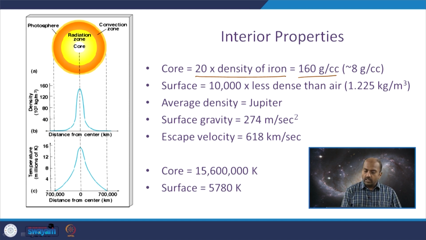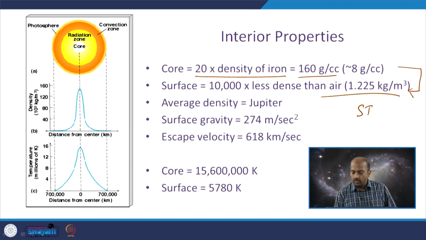Whereas this is the core density, the surface density starts out to be very small in comparison to what you have seen at the core. The density is nearly 10,000 times weaker than the density of air at STP. So, what you can say is that the surface of the sun is very weak in terms of density, and the average density is roughly of the order of the density of the planet Jupiter.